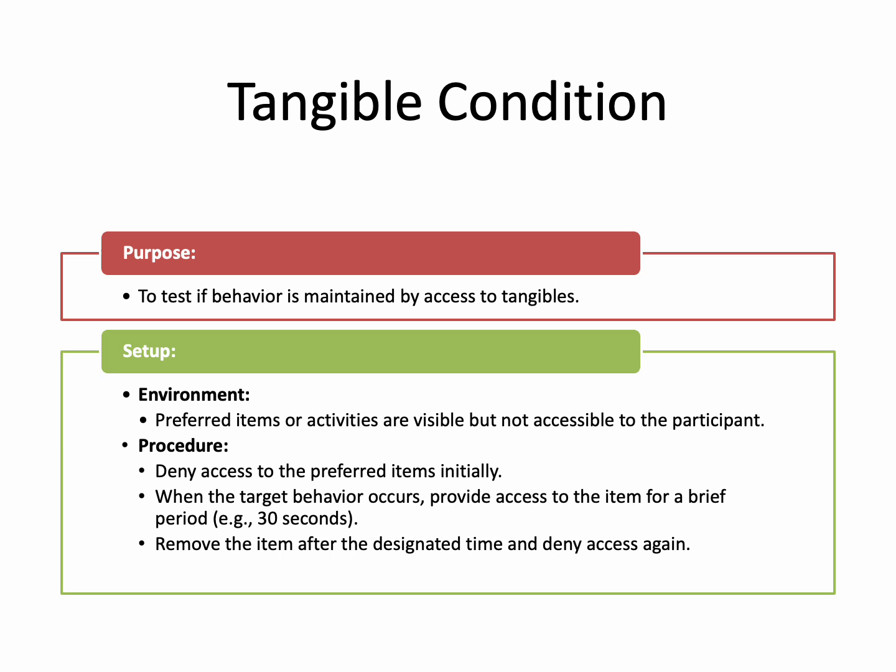Okay, so for the tangible condition, we are going to set it up in a very similar way, except in this particular condition, we are testing to see if the behavior is maintained by access to tangibles or activities, etc. And so the way that we set up the environment is to have the preferred items or activities. Again, we're trying to set up an establishing operation for the behavior to occur. And so what we do is we withhold any preferred items from the participant or from the client. And then when they engage in problem behavior, we provide access to the items for 30 seconds.